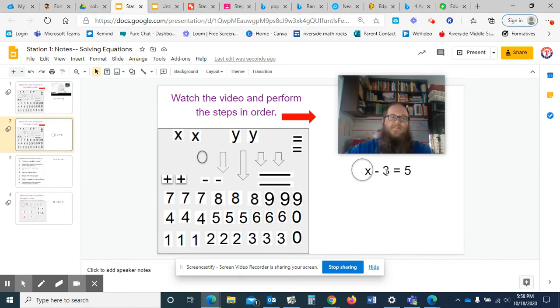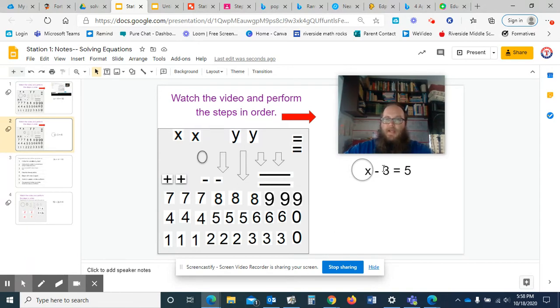In the last example that we did, we had the number plus 4, and we did the inverse operation of plus 4, which was minus 4, because the opposite of addition is subtraction. Well, this time we're going to go backwards. So the number we have now is minus 3. The inverse operation of subtraction would be addition.